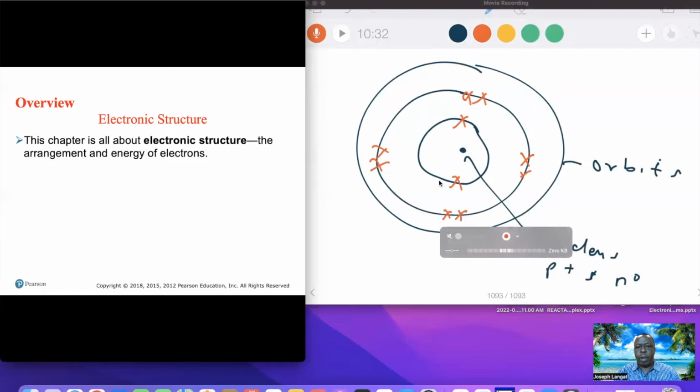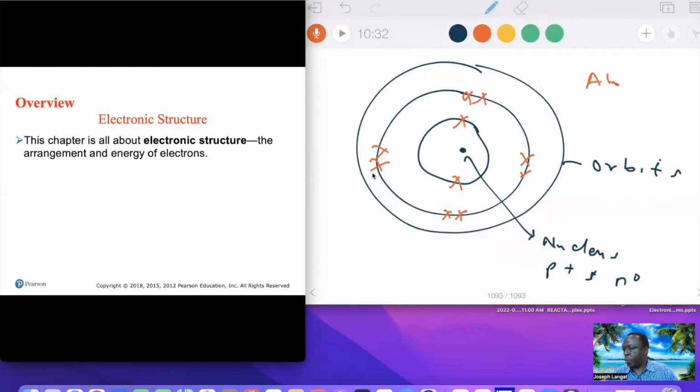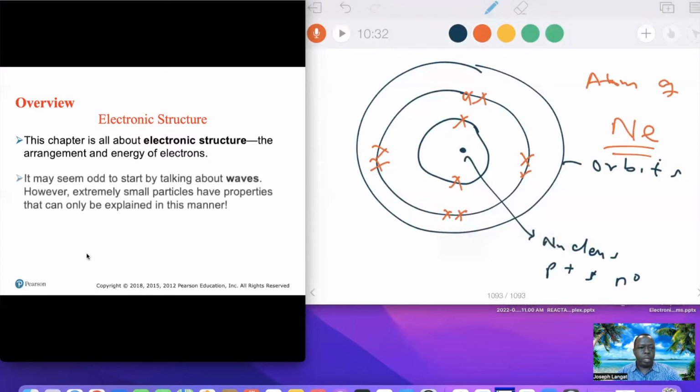They are arranged according to the position on the periodic table. When I look at this, how many electrons? Counting them, 1, 2, 3, 4, 5, 6, 7, 8, 9, 10. So this is an atom of neon, number 10 on the periodic table. So what we'll be looking at is how these electrons are arranged.